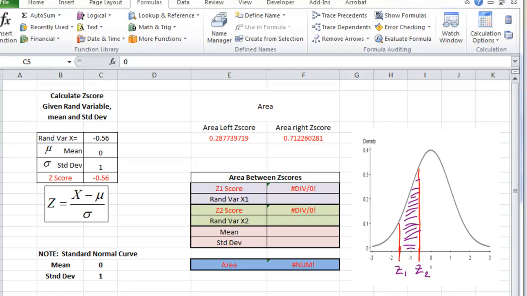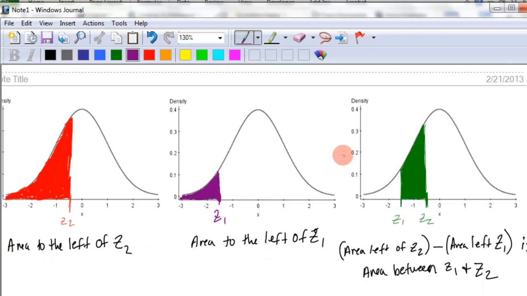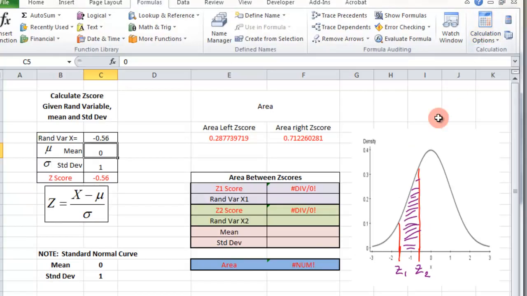So let me show a picture here. You can see that the first one finds all the way to the left. To find the intermediate value in between, we have to subtract the z2 area and take off the z1 area. So that's what we got to do. We got to find the area to the left of z2 and then subtract off the area to the left of z1. Well, that's what I've created here.